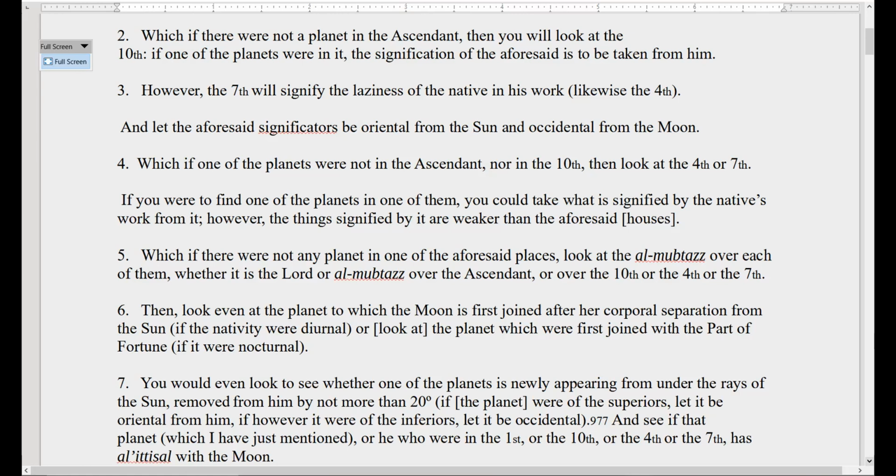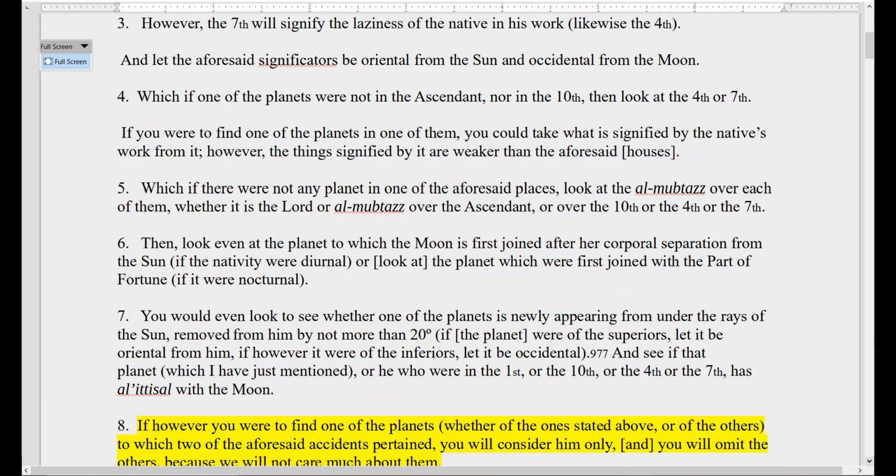Okay, so the first thing we're going to do is look for who is actually in the angles. Nobody in angles? Then the next thing we do is look to who's the ruler of the angles. And this is where we come back to what we were just talking about. Then look even at the planet to which the moon is first joined after her corporal separation from the sun. That's where we just were. Or the planet which was first joined with the part of fortune, if it's nocturnal.